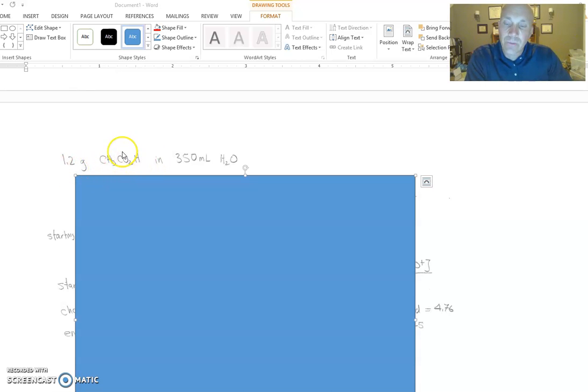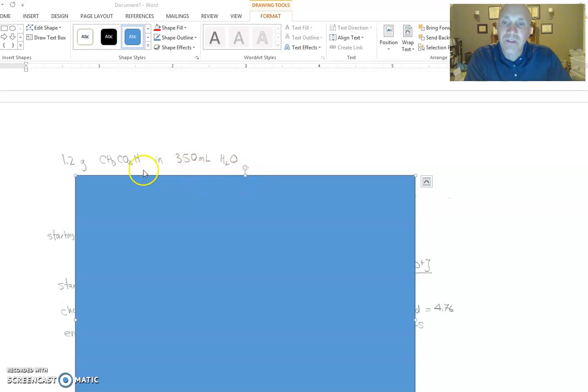I know that we are dealing with this compound right here, which is acetic acid. It's also known as ethanoic acid. And it's called ethanoic acid in the data booklet, but most chemists would refer to this as acetic acid. All right, so if we did 1.2 grams of that dissolved in 350 milliliters of H2O, and again, if these are different than what you use, just go ahead and use these values right here.